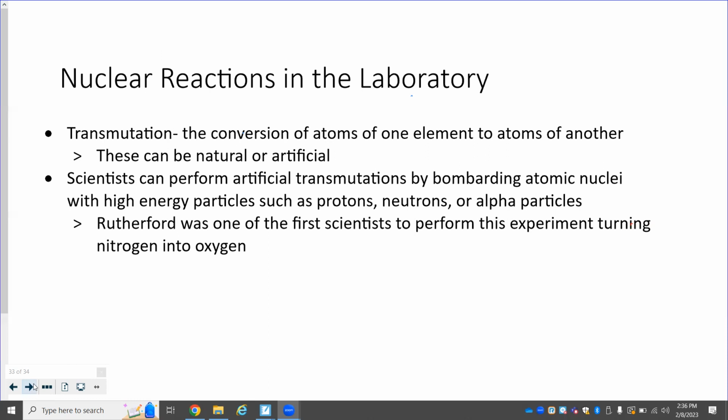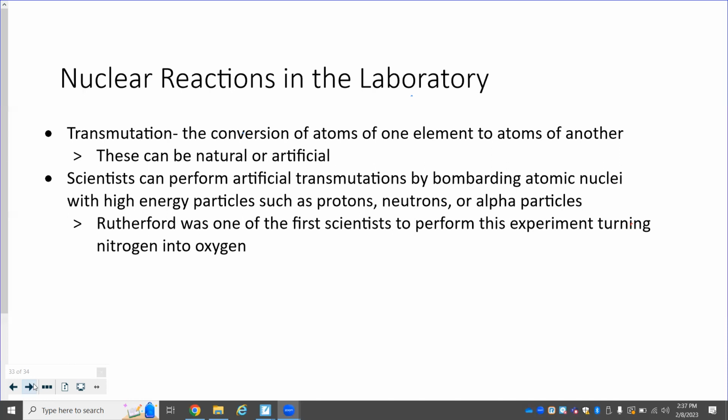So looking at nuclear reactions, some of these do occur in nature around us. A lot of times we can make these occur in lab. So a nuclear reaction we can refer to as a transmutation. It's the conversion of atoms of one element into atoms of another. And like I said, these can be natural, just happening over time, or artificial, where we can control how fast these occur within a lab setting.